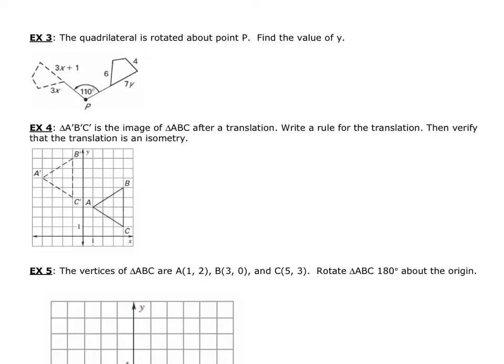So with that being said, the quadrilateral is rotated. So here's kind of our key word. It's rotated about point P. Find the value of y. And I'm going to let you know we're also going to have to find the value of x before we find the value of y. But since it's a rotation, that means it's an isometry, which means everything stayed the same exact size. So if we need y, there is 7y. Well, if that shape was rotated here, that would match up with that expression.